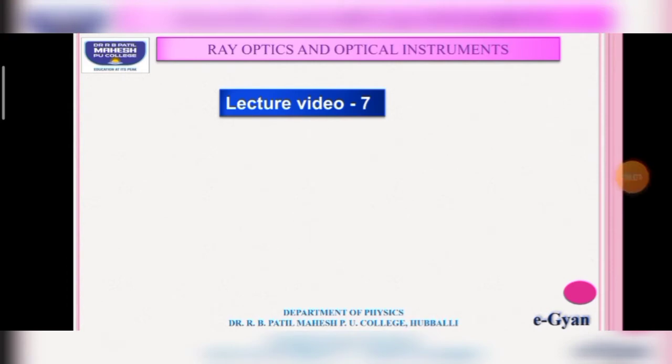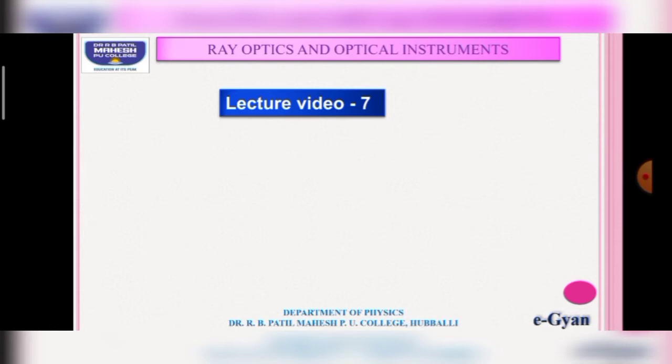Hello dear students, welcome to lecture 7 on the chapter Ray Optics and Optical Instruments. Students, in lecture 6 we discussed refraction of light at a spherical refracting surface, and we gave the relation for refractive index, object distance, image distance and radius of the refracting spherical surface.